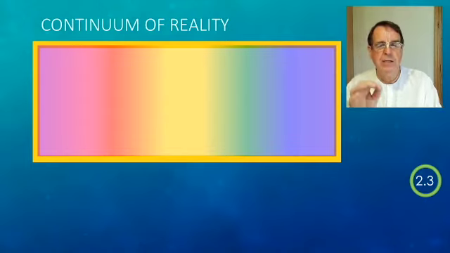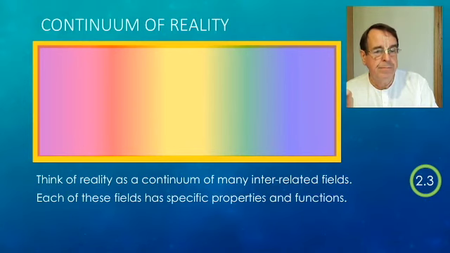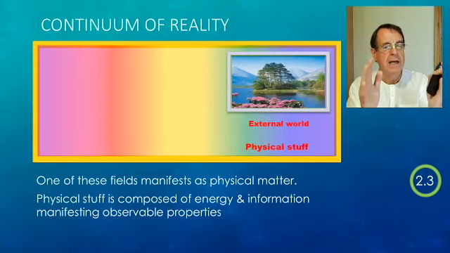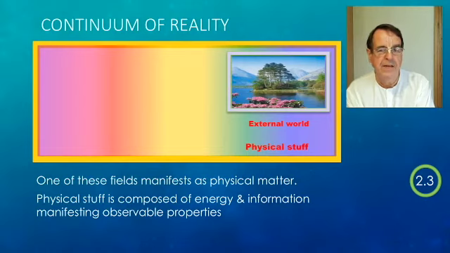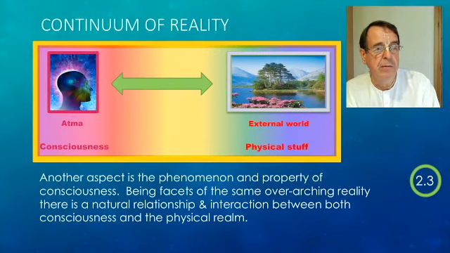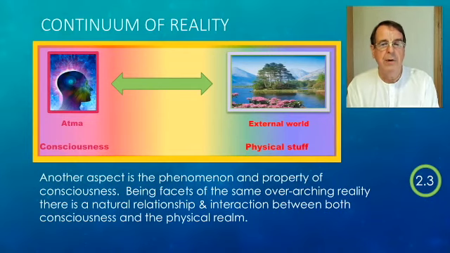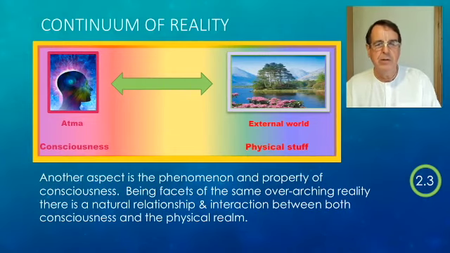So what I want you to do is to think of reality as a continuum of many interrelated fields. And each of these fields has specific properties and functions. At one end, we have physical matter, the physical stuff, composed of energy and information manifesting observable properties. And somewhere else on that continuum, we have the phenomenon and property of consciousness. Now we're talking about these as broad aspects of reality, not just as individuals like you and me. We're talking about consciousness as a principle, as a field that we are part of, but in very broad terms here.